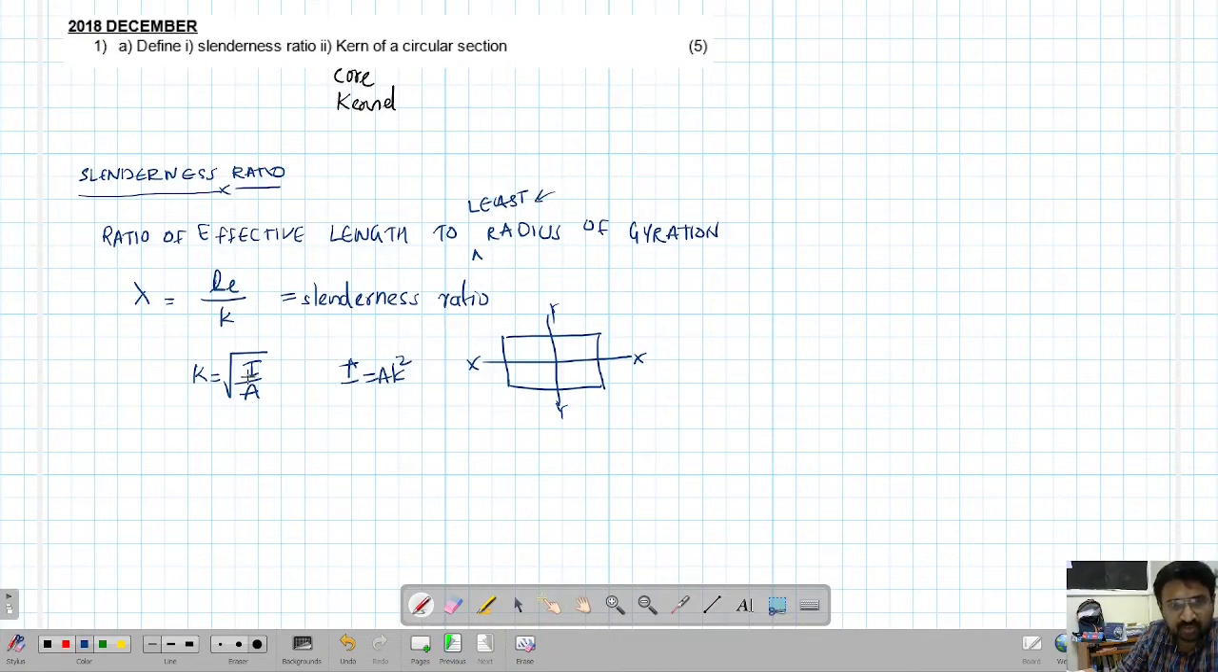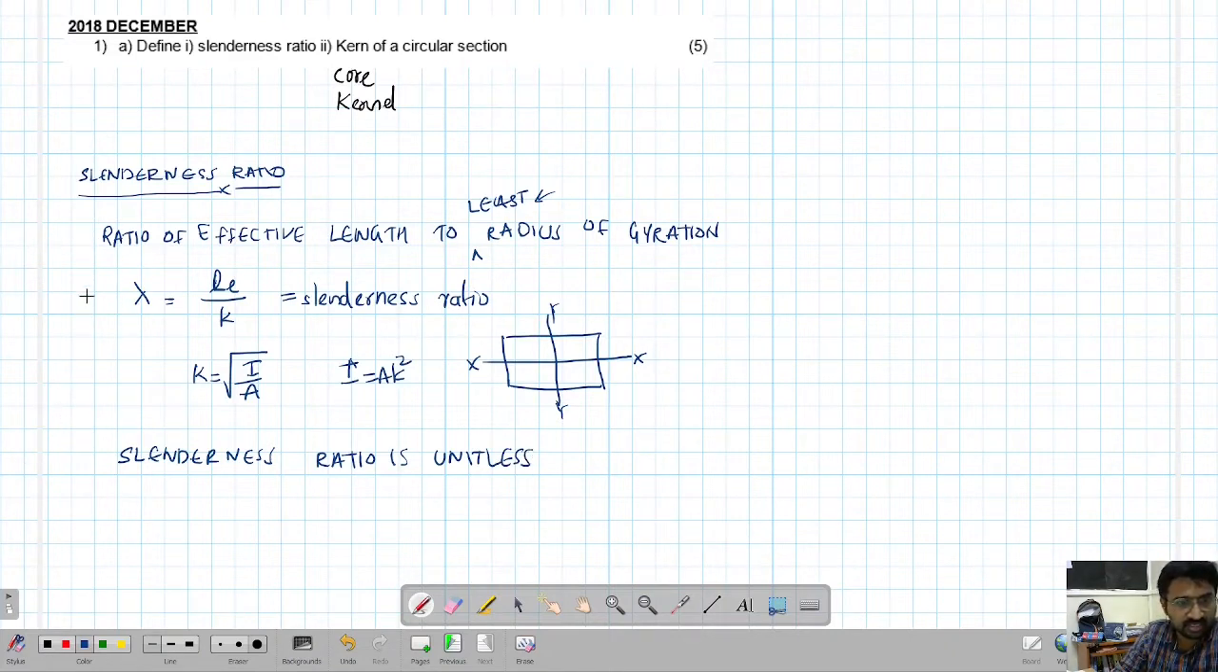When you find the radius of gyration, you have to use the I which is least of the section. That's a very, very important point. Now, this is slenderness ratio. If you see the unit of slenderness ratio, it doesn't have units. So these are the important points that you have to write.